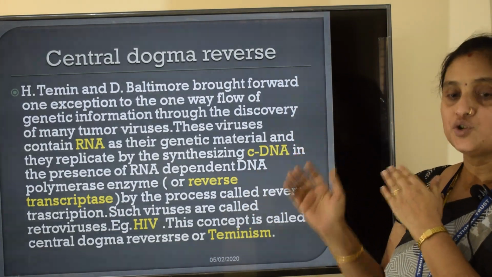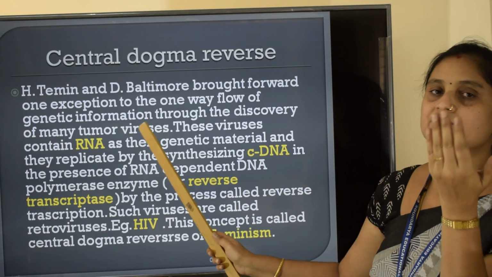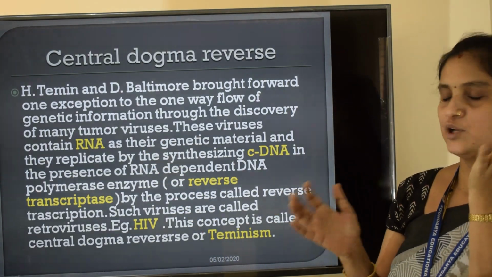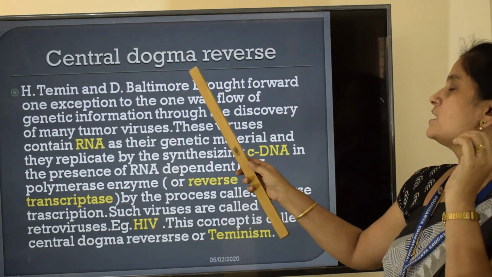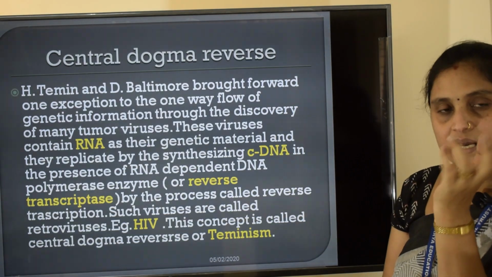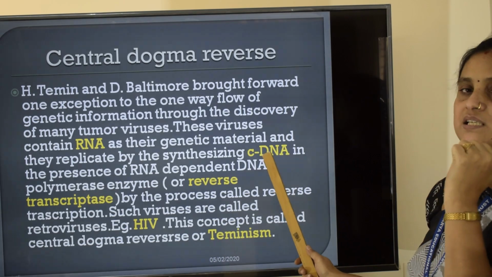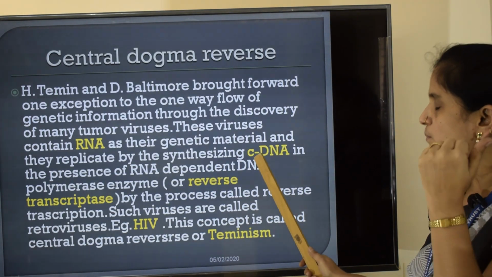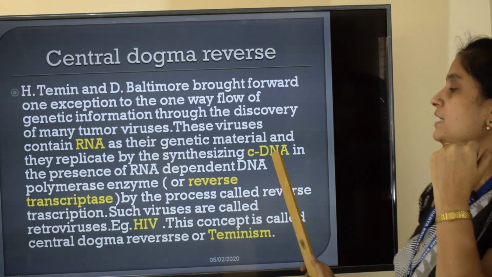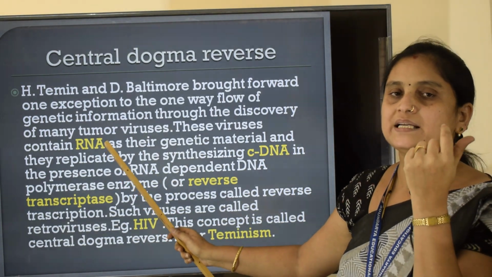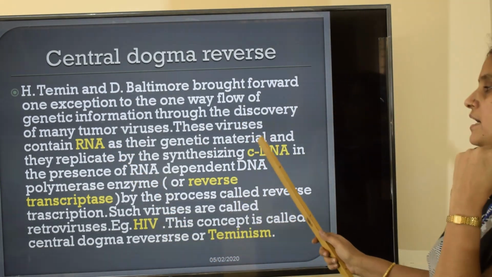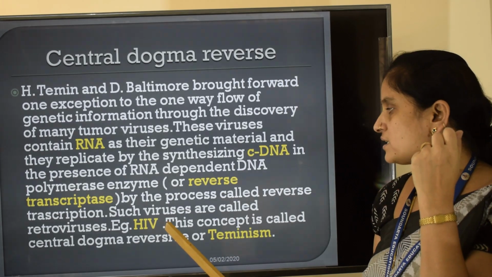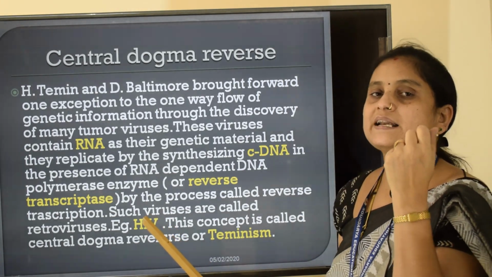But in case of certain tumor viruses, meaning cancer causing viruses, which have RNA as their genetic material, how would it be possible to bring the genetic information in one way? No, it is not possible. So hence it is mentioned here as central dogma reverse, because RNA has to be converted into DNA. Such DNA which is formed from the RNA is called complementary DNA. So C stands for complementary. That cDNA is nothing but the complementary DNA which is replicated from the genetic material, that is RNA, which is present in the RNA viruses. One typical example we can take is HIV, the human immunodeficiency virus, which causes AIDS, and has RNA as its genetic material.